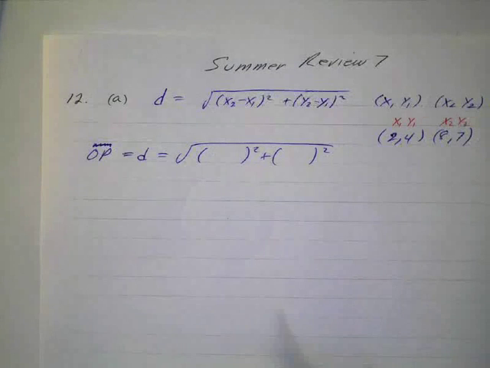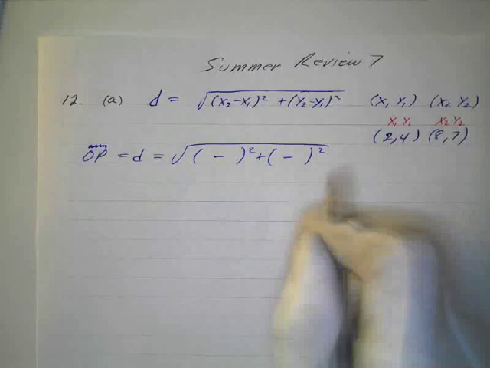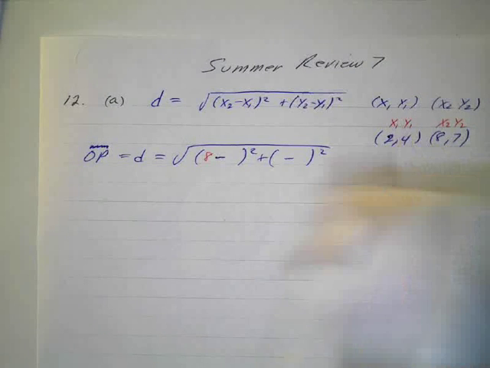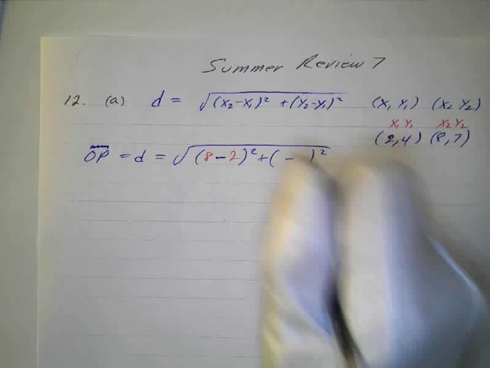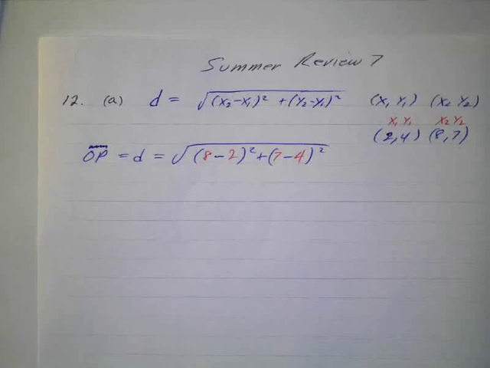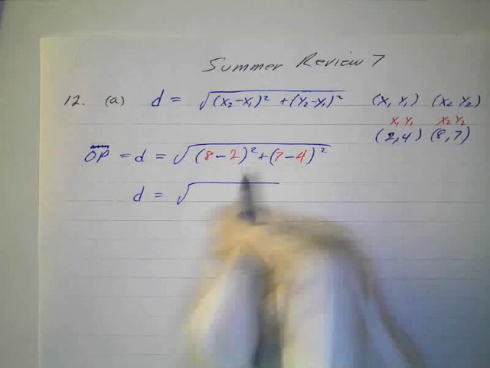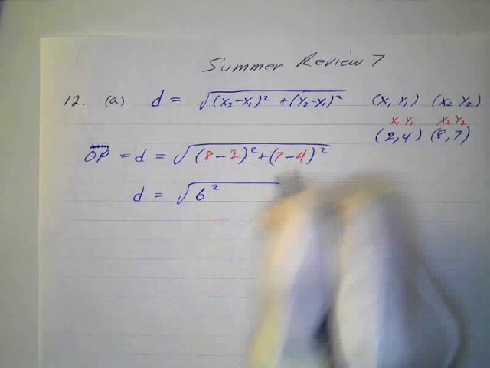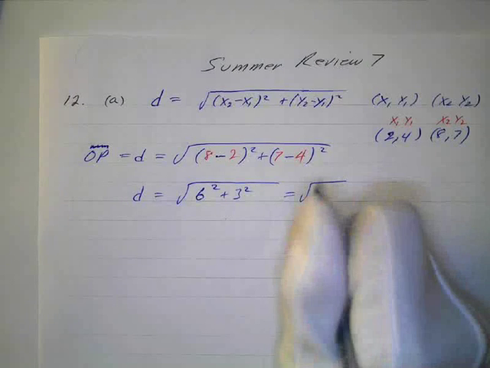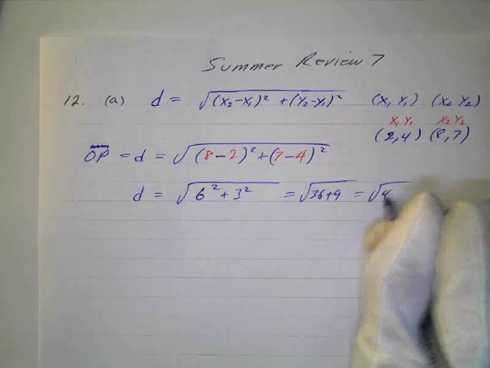Okay, so put a negative there and a negative there. And then once we label the points here, it's real easy. X2 is 8. X1 is 2. Y2 is 7. Y1 is 4. And then we just work that out. 8 minus 2 is 6 squared. 7 minus 4 is 3 squared. So that's just 36 plus 9, which equals the square root of 45.